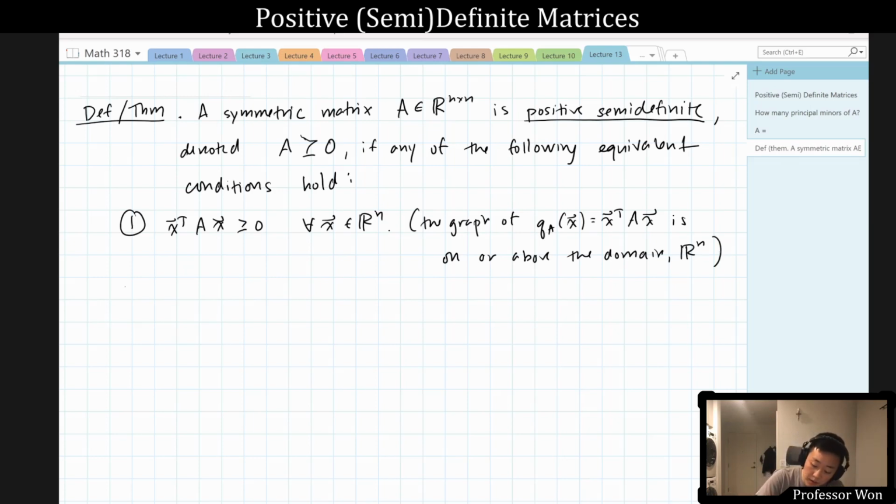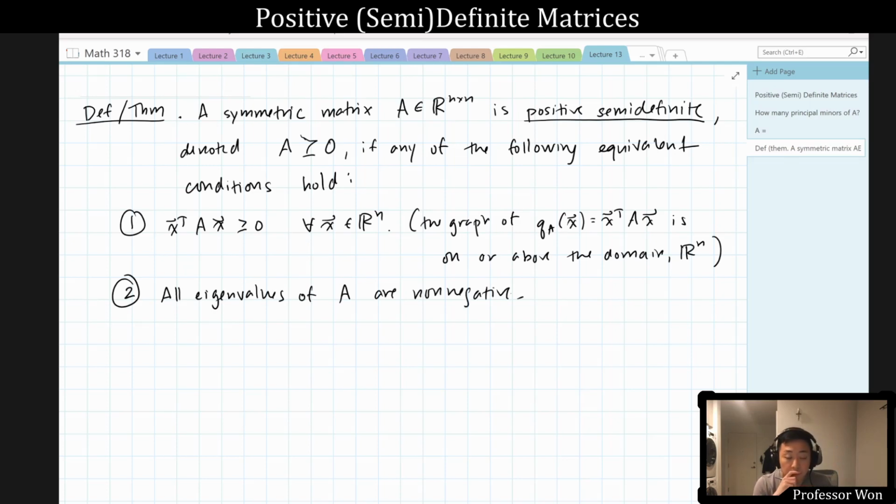Here's another equivalent characterization. It turns out that for a symmetric matrix, this is the same thing as saying that all the eigenvalues of A are non-negative. We'll see why some of these conditions are equivalent later.